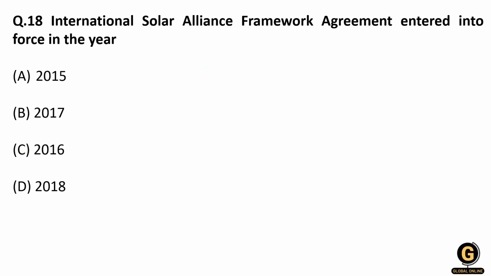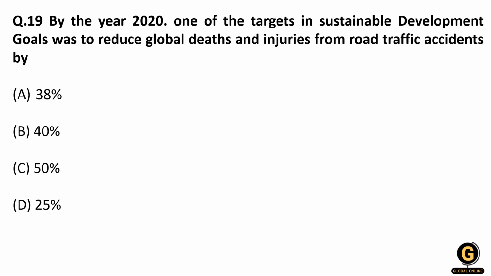The International Solar Alliance Framework Agreement entered into force in the year? So students, the International Solar Alliance is an alliance of countries which lie between the Tropic of Cancer and the Tropic of Capricorn, right? The initiative was taken by our Prime Minister Narendra Modi, and the initiative started in the year 2015, but the agreement came into force in the year 2017. So the Solar Alliance entered into force in the year 2017.